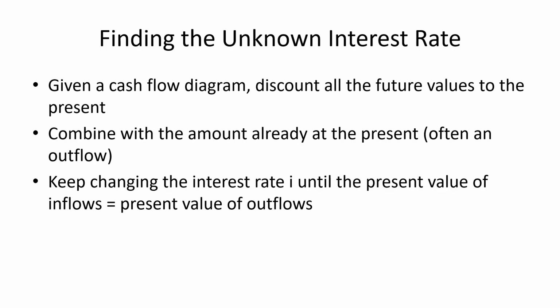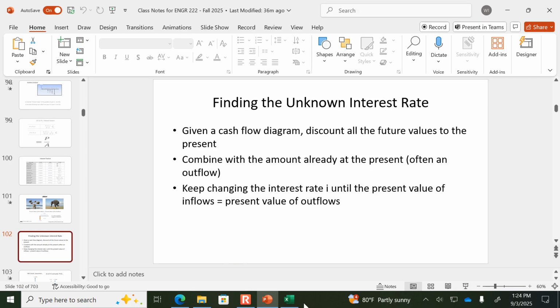Okay, so if you're trying to find the unknown interest rate, it may be that you've got a cash flow diagram that the problem is just visually summarized for you. And the process that you go through is you discount all the future values to the present, and you use a guess value of the interest rate. If you don't yet know what the actual interest rate is that brings it into equilibrium, you just have to start with a guess. And then you combine it with the amounts that are already at the present, and you keep changing the interest rate until the present value of the inflows and the outflows is equal. So that's the process that was summarized here.